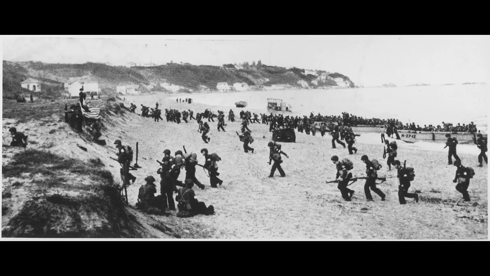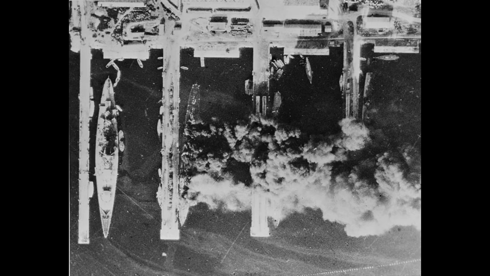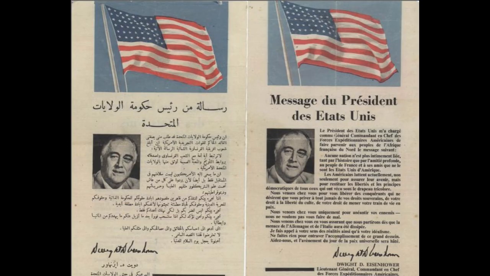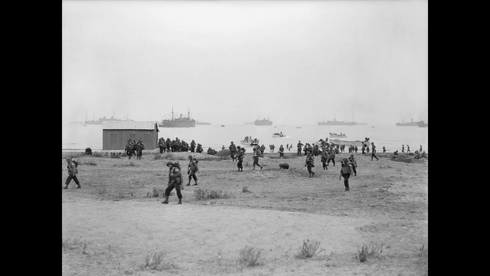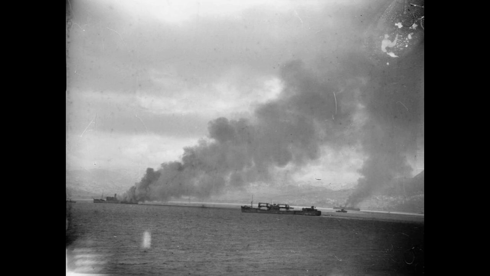Planning and command structure. The operation was under the overall command of American General Dwight D. Eisenhower, with British Admiral Andrew Cunningham overseeing naval operations. The plan involved simultaneous landings at 3 key locations: Casablanca in Morocco and Oran and Algiers in Algeria. These sites were chosen to quickly secure vital ports and airfields, facilitating further operations in North Africa.